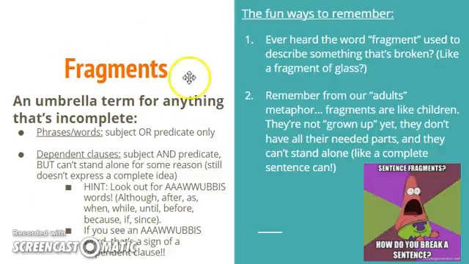If all that grammar is hard to think about, remember our adults metaphor. Fragments are like children. They're not grown up yet. They don't have all their needed parts to succeed in life, and they can't stand alone. Another way to remember is to think about the word fragment, how it's normally used in the real world, to describe stuff that's broken. For example, if you've ever heard of a fragment of glass after you've shattered a mirror or a window, then you know that a fragment is a broken piece and it's just one tiny part of the original whole, and it's not the same anymore.